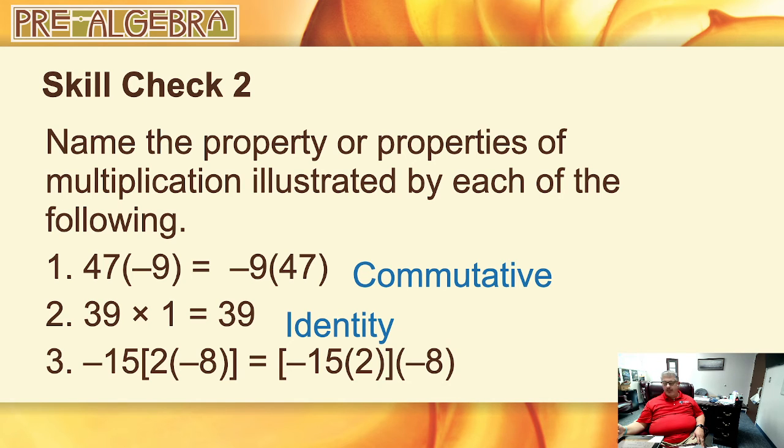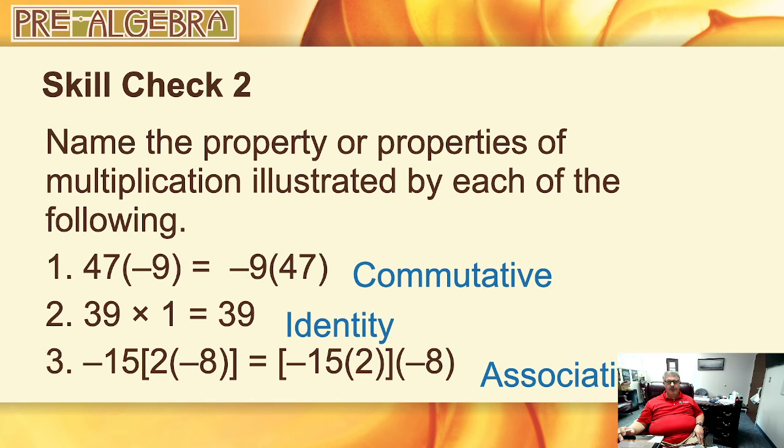All right, so then the number 3 there, it's a little more complicated looking. We have negative 15, then we have some brackets, 2 times, in parentheses, negative 8. And then the brackets have changed in the second half. We have negative 15 grouping with 2 in parentheses. Then we have all of that multiplied by negative 8 on the outside. So this is what property? It is the associative property. The associative property. All right, good.